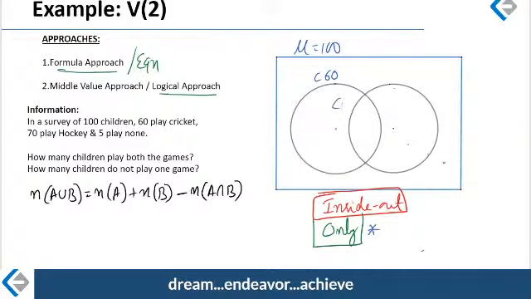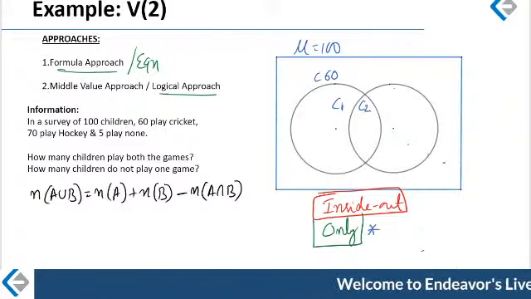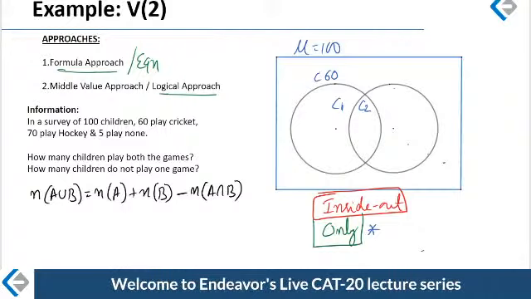It has been divided into two groups, C1 and C2. The 60 means some of them play only cricket, and some of them play a little more than cricket, in the sense cricket and maybe some other sport.